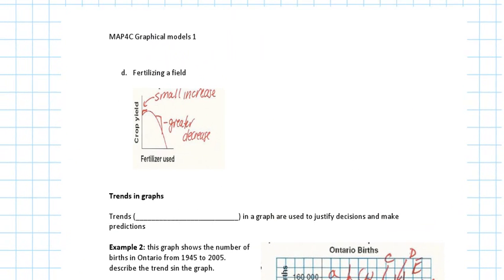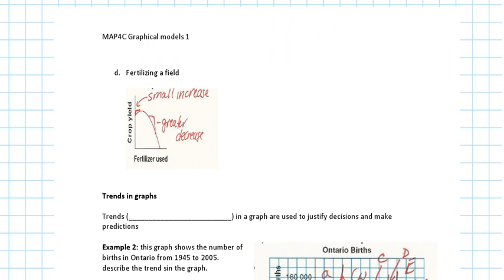Fertilizing a field. So you have the crop yield on the y-axis, and then you have the fertilizers used on the x-axis. What can you tell me about this graph? Yeah. It started to increase and then it slowed down. So it increases at first, it reaches a max, right? And then it goes back down. Does this remind you of quadratic?